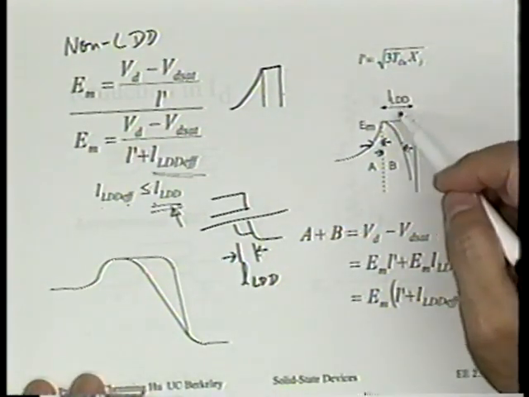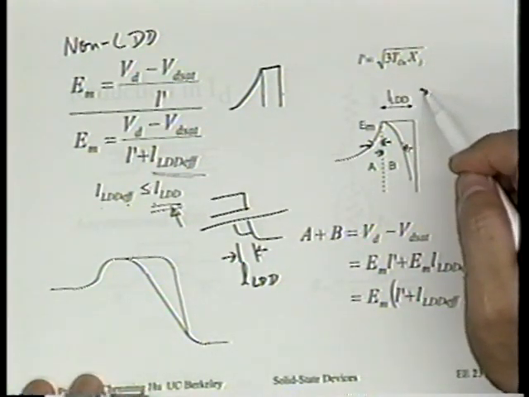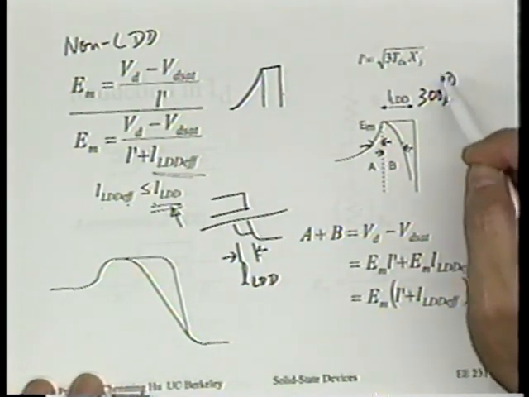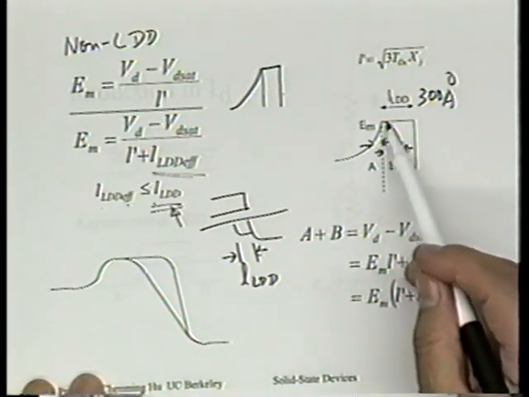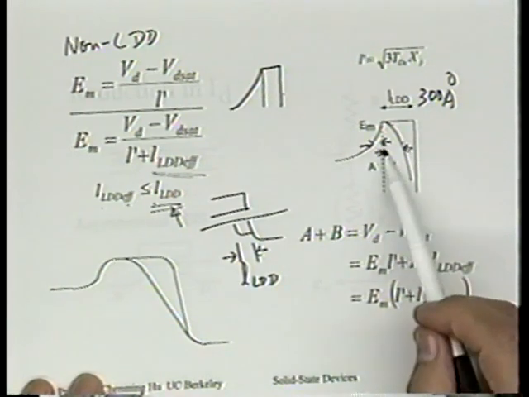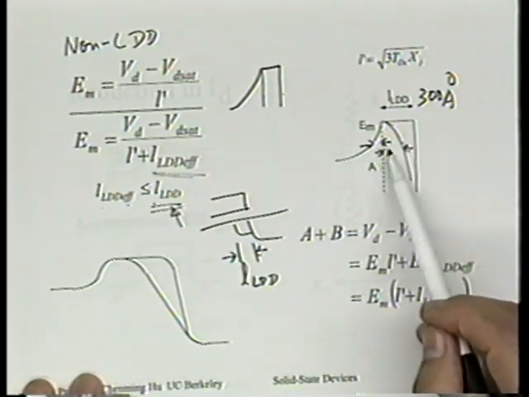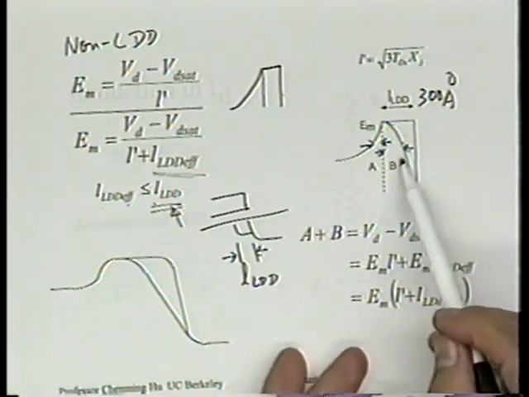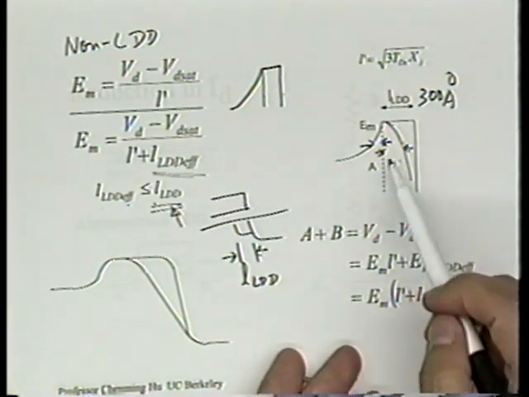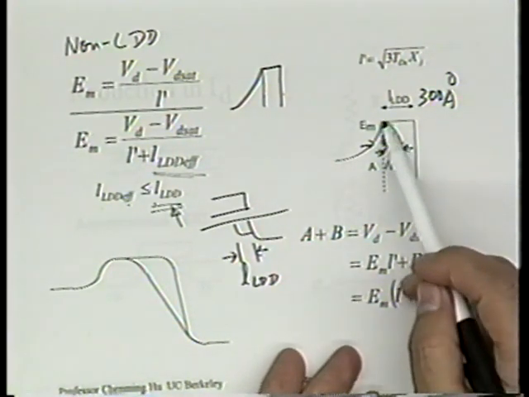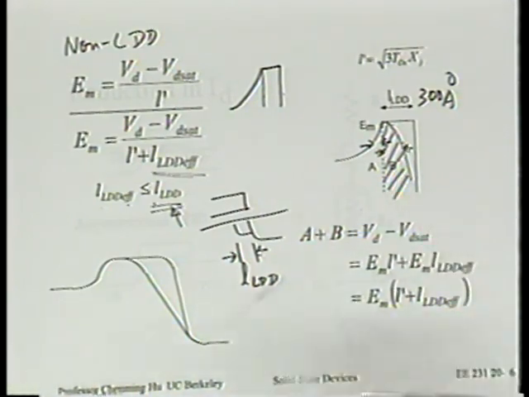For example, this LDD may be, say, 300 angstrom in length. Whereas if this was my actual field profile, what would you call this LDD effective? It's clearly less than LDD. In other words, the product of LDD effective times EM will give me this field, this area.